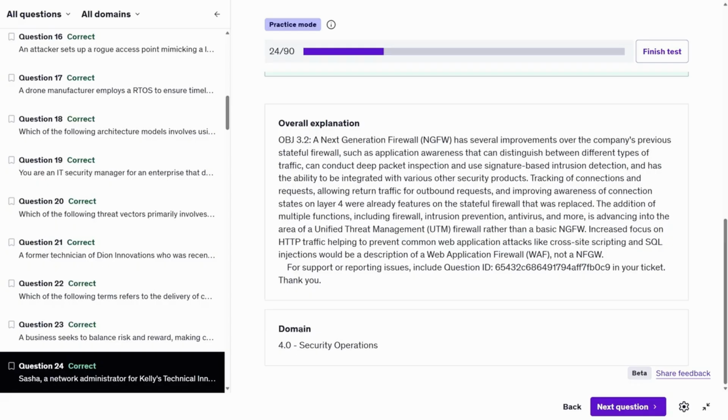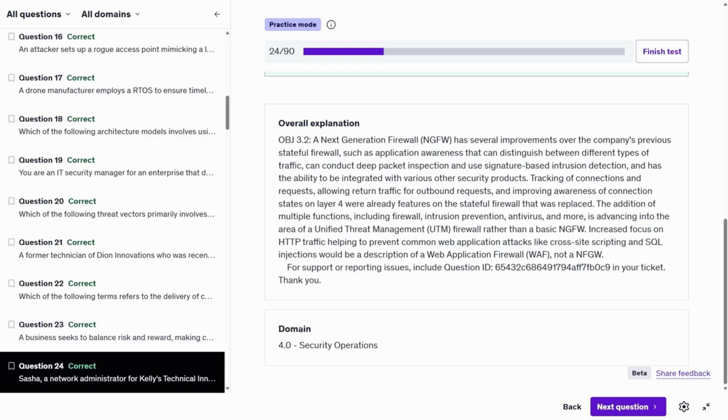Tracking of connections and requests, allowing the return traffic for outbound requests, and improving awareness of connection states on layer 4 were already features of the stateful firewall that was replaced. The addition of multiple functions, including firewall, intrusion protection, antivirus, and more, is advancing into the area of unified threat management firewall, rather than a basic NGFW.